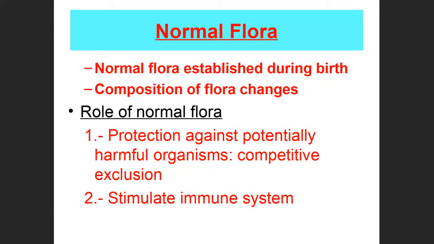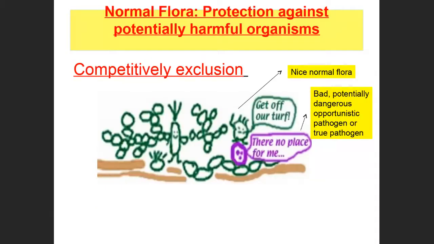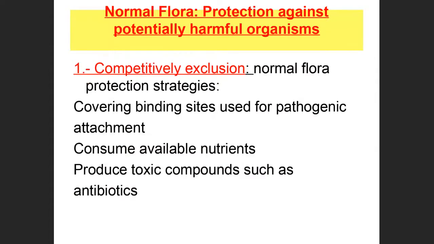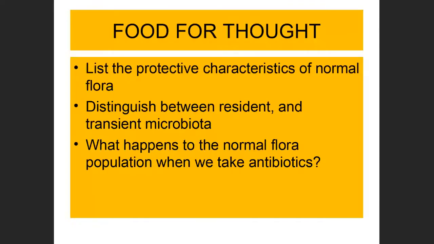So what does it do? It's definitely protective. It protects against harmful organisms by what's called competitive exclusion. Essentially, any other organism that tries to colonize the area will have to compete with our normal flora for food and moisture and space. On top of that, it is constantly stimulating our immune system, which is again very, very good. So those are the two means through which normal flora is helping us. So this is definitely a symbiotic relationship where both are benefited from the relationship.